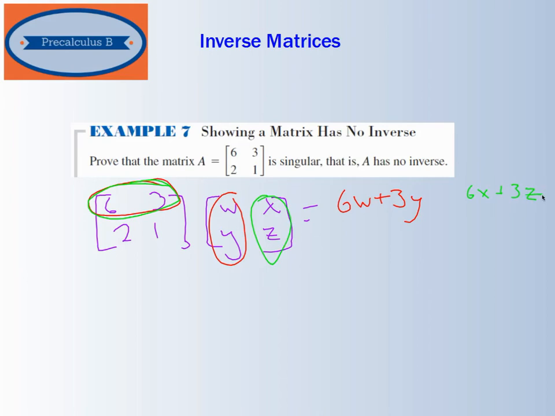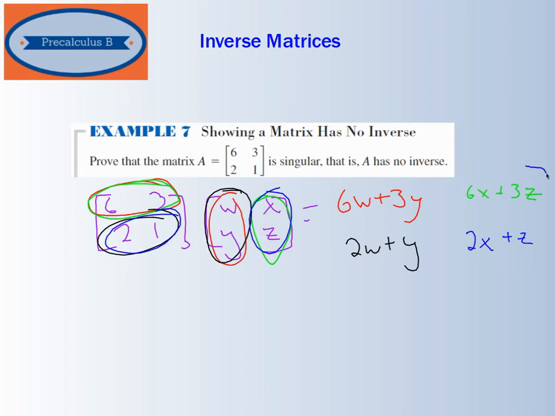All right, now I'll use black, I guess. 2, 1 times w, y, it's going to be 2w plus y. And the last one, we'll go back to, say, blue. It's going to be 2, 1 with x and z. It's just going to be 2x plus z. This would be my matrix.